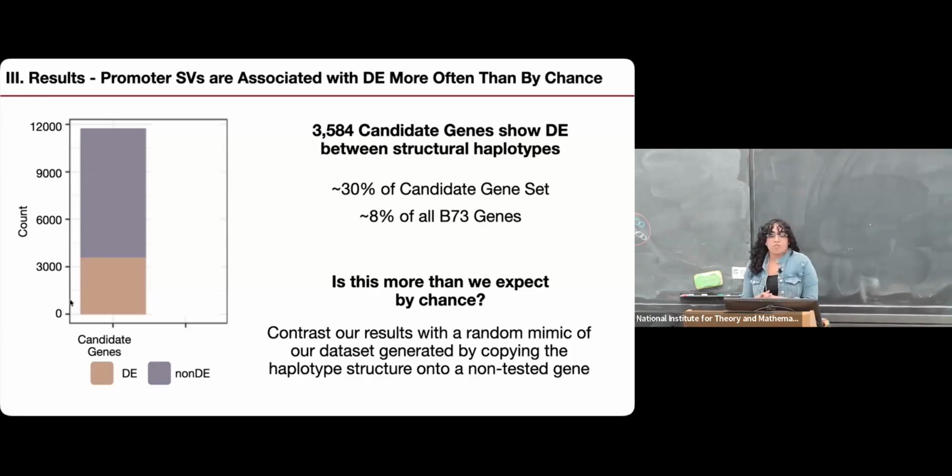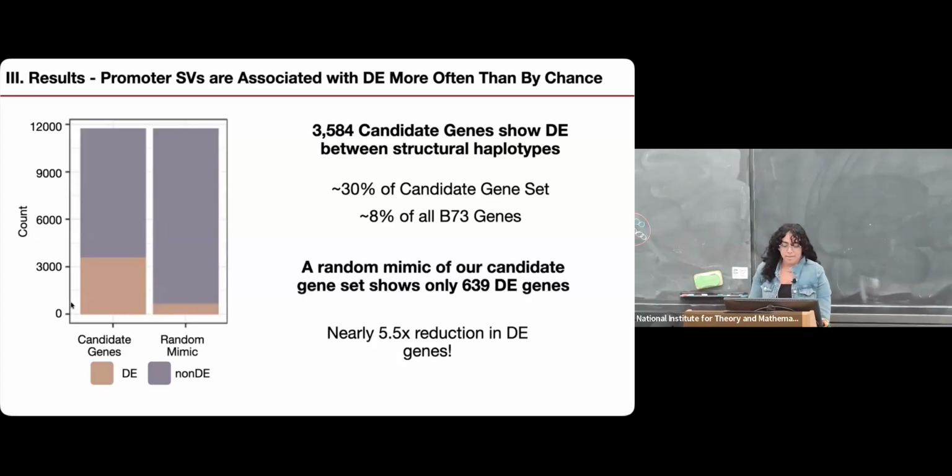To evaluate whether this level of differential expression exceeds what we would expect by chance, we constructed a random mimic of our data set. Basically, for each candidate gene, we randomly selected a non-tested B73 gene and assigned it the same haplotype structure as one of our candidate genes, but retained its original expression values. And then we just used the same differential expression model to test for DE between these artificial structural haplotypes. And for this random mimic of our candidate gene set, we found only 639 differentially expressed genes, which is nearly a 5.5-fold reduction in the number of DE genes.